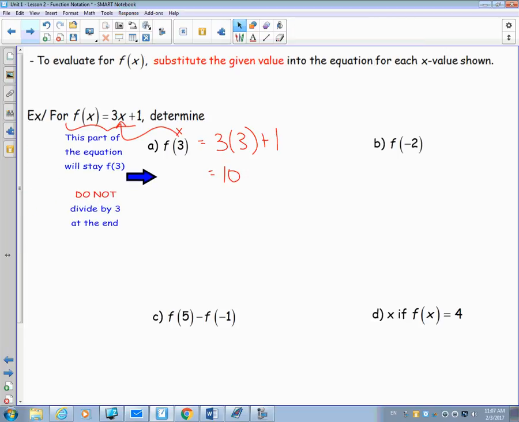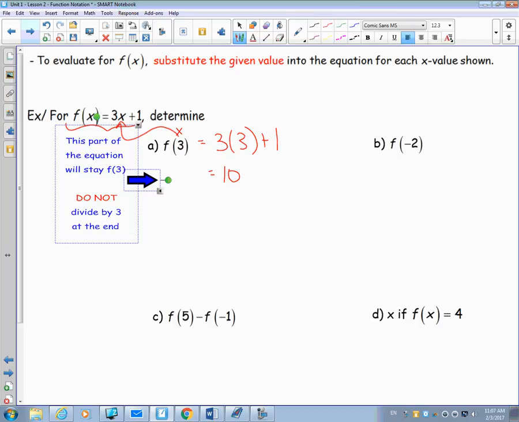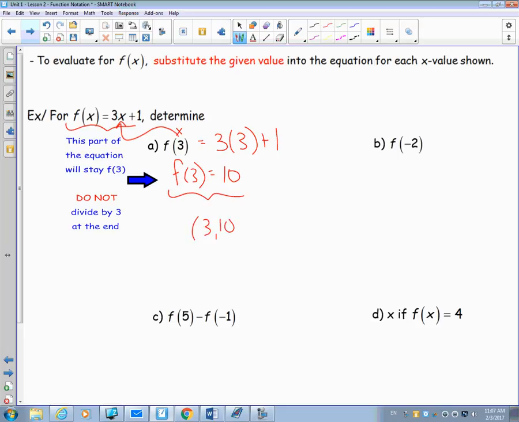Now stop there. One of the common mistakes is people actually calculate things. This is my answer. I don't divide by 3. I'm basically saying, remember, there's a point (3, 10) on this graph. I just don't need to write that out. We're going to leave it in function notation.